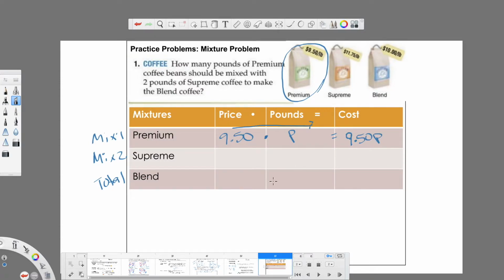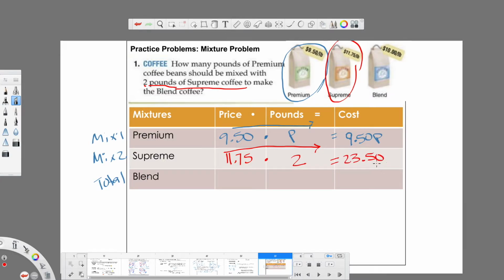So the next piece, I'll do this in red, why not? We have Supreme. So Supreme costs $11.75 per pound. Remember, they told us that already. And we know how many pounds we're using. It told us we're using 2 pounds of Supreme coffee. So 2 pounds. I'm going to multiply, and I'm going to put this over here. So we have $11.75 times 2, and I get $23.50.